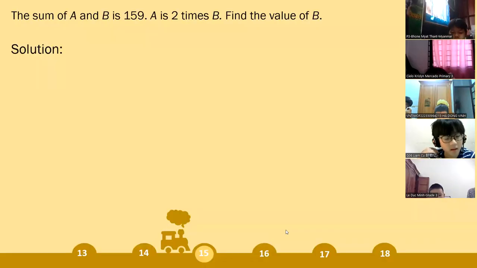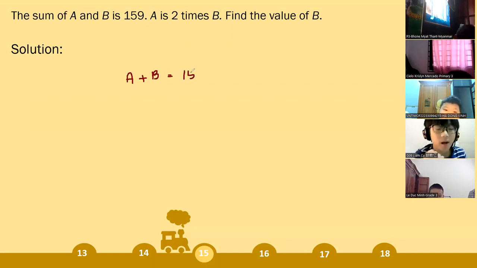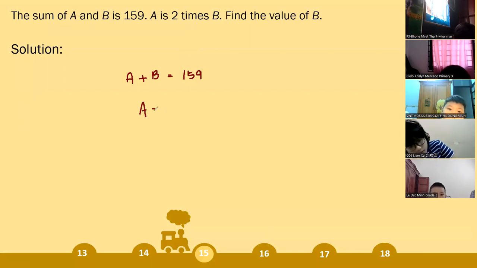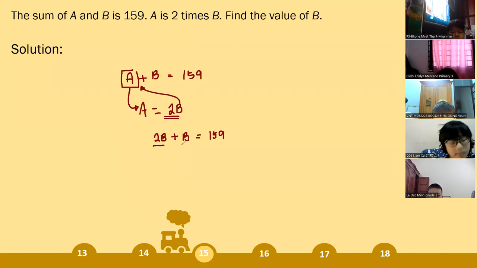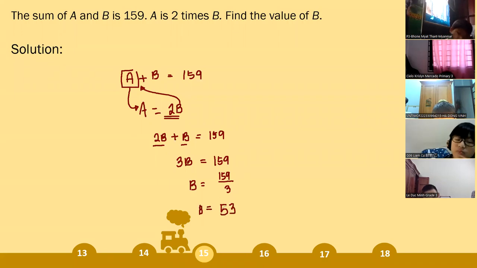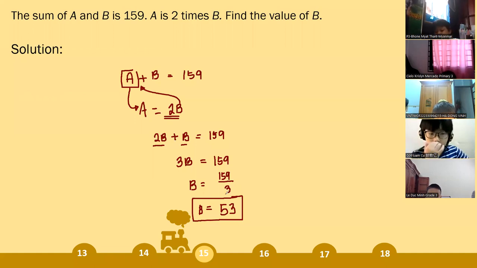Okay, so the sum of A and B is 159. In a mathematical sentence, that would look like this: A plus B equals 159. Now, A is 2 times B. So you have 2 B's that's equal to A. Now, this A here is the same as this A here, so I can replace its value with 2B. That would mean I have 2B plus B equals 159. 2 B's plus B, that's 3B, equal to 159. You divide 159 by 3, you will get 53. Now you are asked to find the value of B, so that's the answer. B is 53.